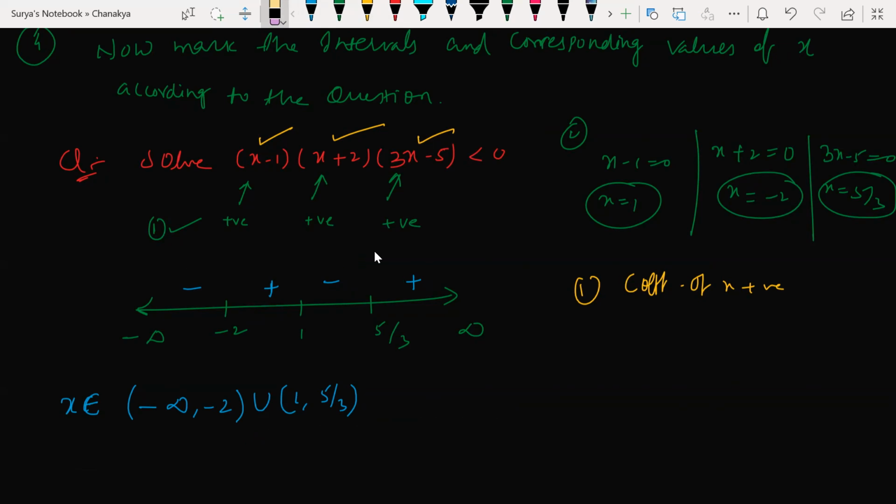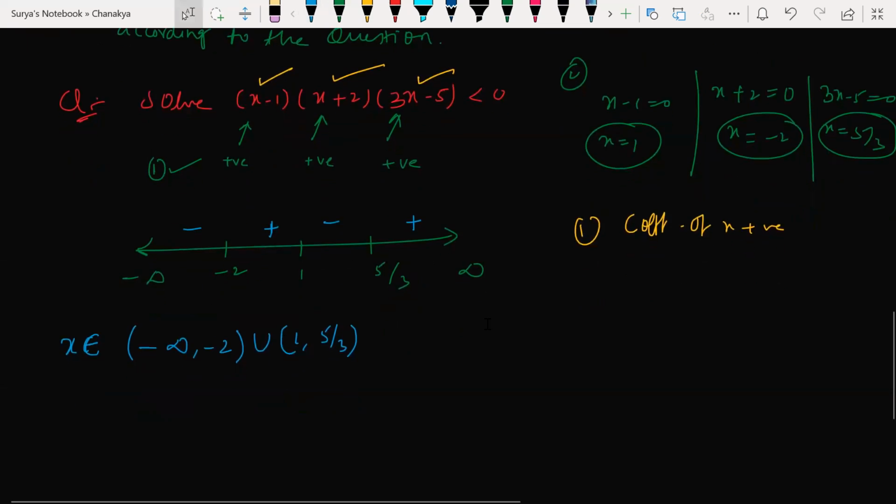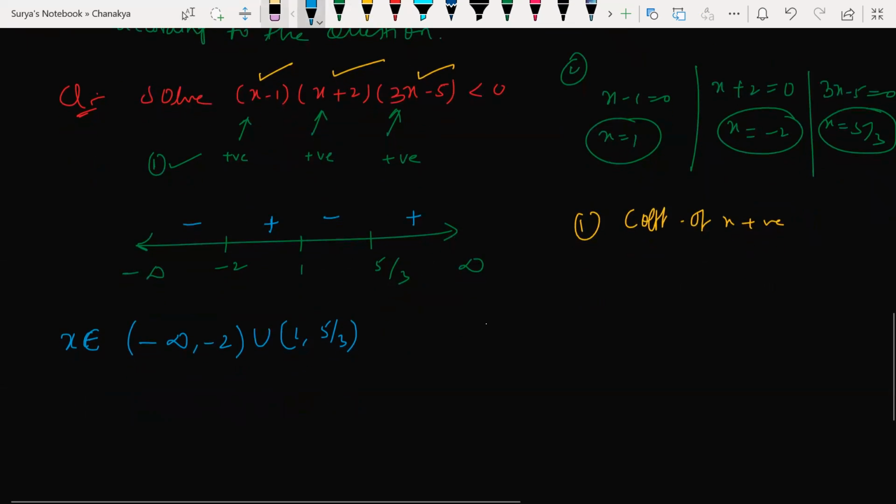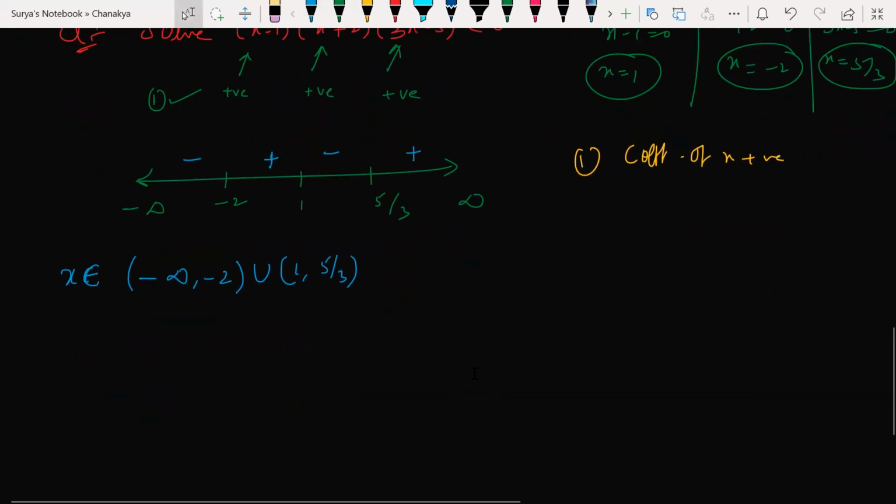Sir, how did you write plus, minus blindly? How are you writing plus, minus from right to left? I'll explain to you. Look at this. I wrote plus, minus, right to left.